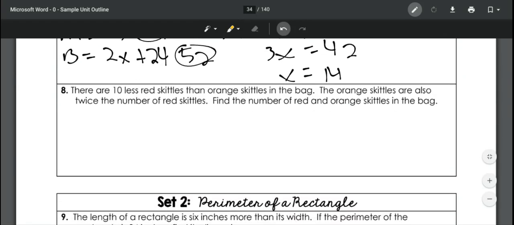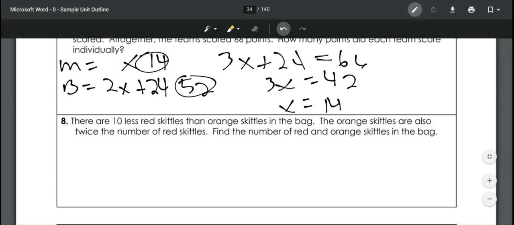Okay, number 8. There are 10 less red Skittles than orange Skittles. The orange Skittles are also twice the number of red Skittles. Find the number of red and orange Skittles in the bag. So if you read through it again, I'm going to use X equal orange. And then red is going to be 10 less red Skittles than orange. So X minus 10 is going to be my red.